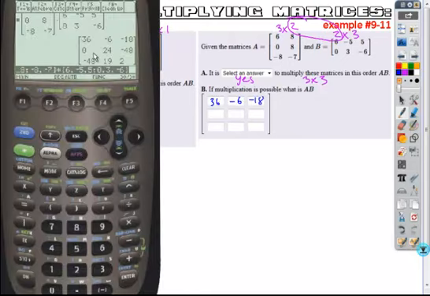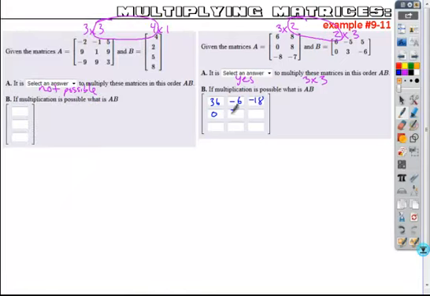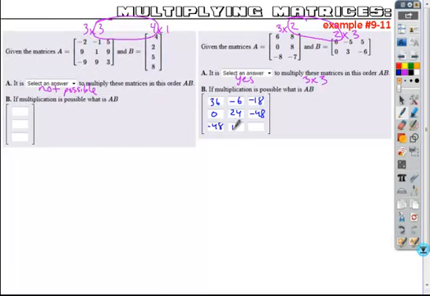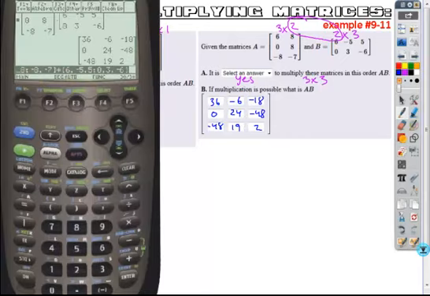My second row is 0, 24, 48, or -48. And then my final row is -48, 19, 2. And so that would be the solution for that last matrix.